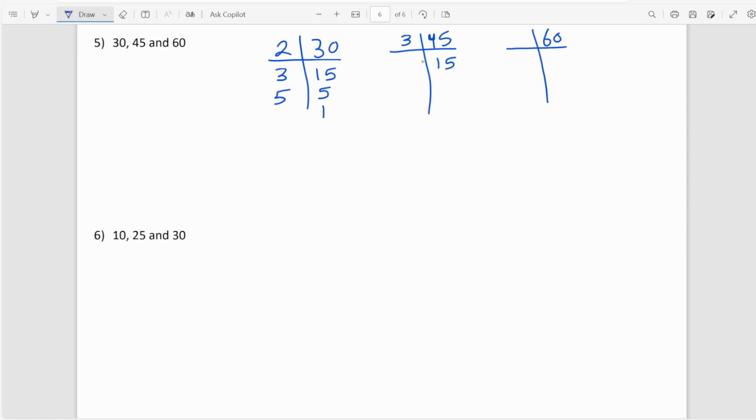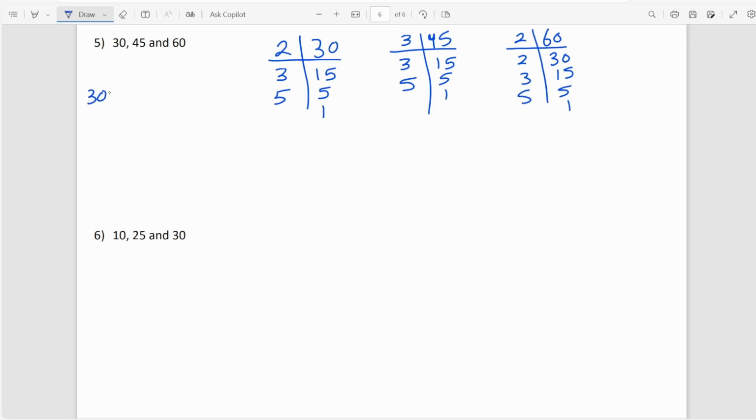All right, exercise 5. Again, I will prime factorize each of those numbers. All right, so I'll divide firstly here by 2, and we get 15. By 3, we get 5. And by 5, we get 1. And here I will divide by 3, we get 15. By 3 again, we get 5. And by 5, we get 1. Here I'm going to divide by 2, we get 30. By 2, we get 15. By 3, we get 5. And by 5, we get 1.